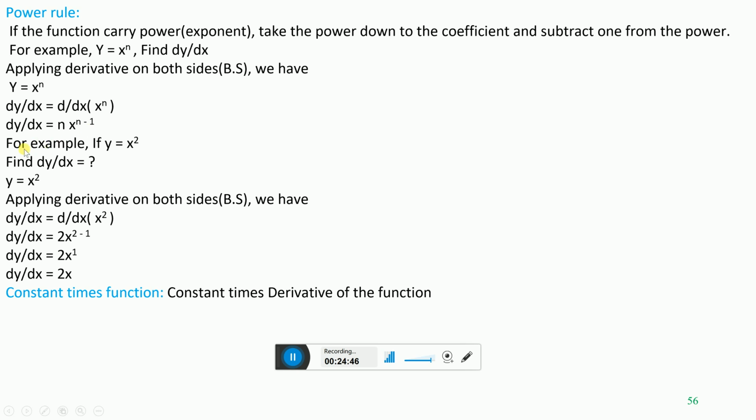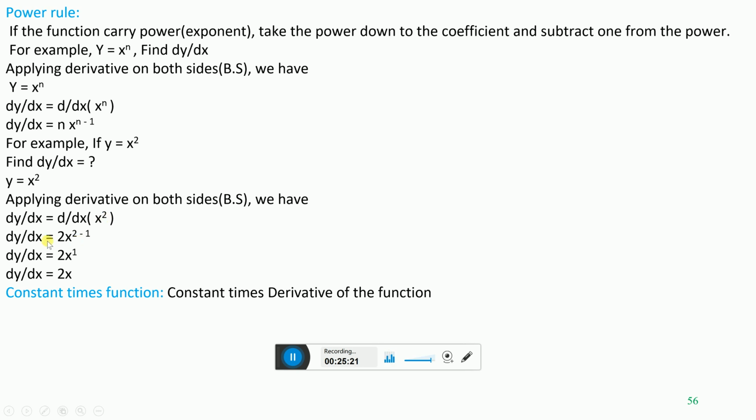Now I am further clarifying with a specific example. For example, if y is equal to x raised to the power 2, the exponent of the variable x is 2. The question is to find dy over dx, the derivative. So we apply the derivative on both sides: d over dx of y on the left hand side and d over dx of x squared on the right hand side.